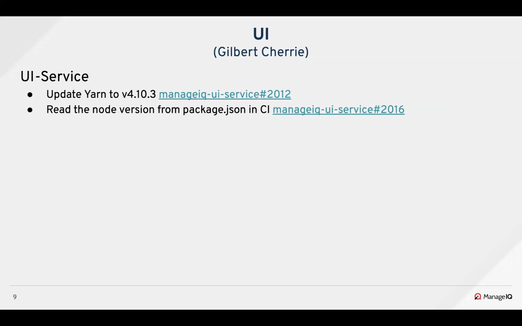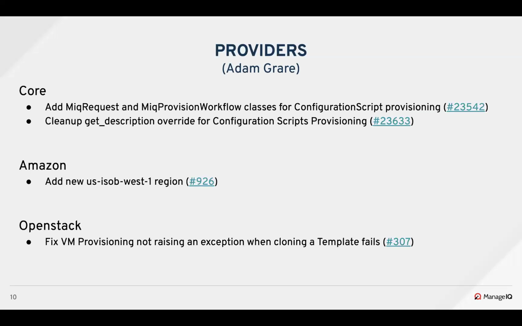For UI service, we only had 2 PRs. We had our update yarn to 4.10.3, as well as reading the node version from the package.json in the CI. That's it for the UI. Next is Adam. Thanks, Gilbert.